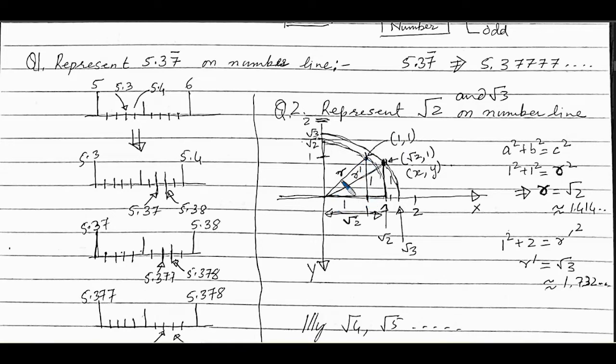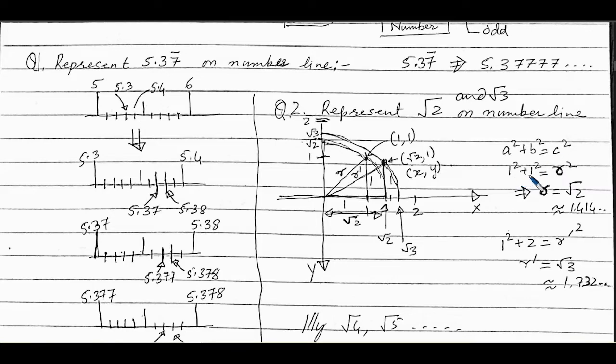So you have this distance r, and this line is perpendicular to the x-axis. I use the Pythagoras theorem, that is, the base square plus height square is equal to hypotenuse square. This r is the hypotenuse. So this is 1 square plus 1 square is equal to r square. Here I have written a square plus b square is equal to c square. This is the Pythagoras theorem.